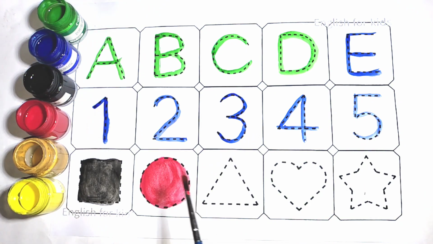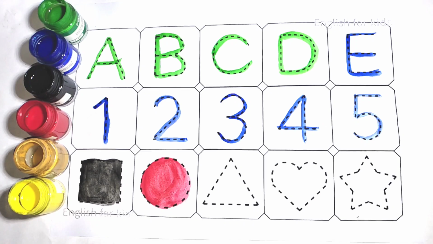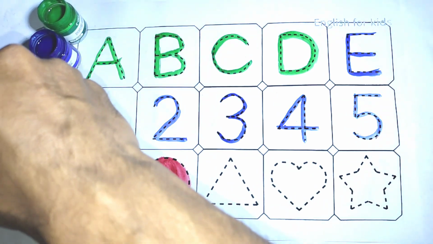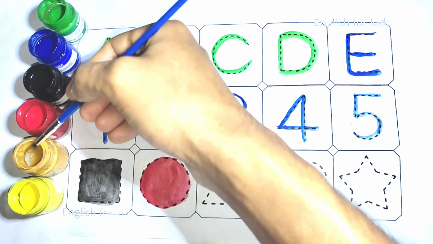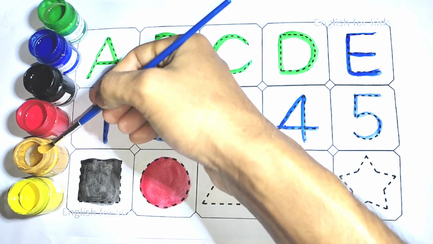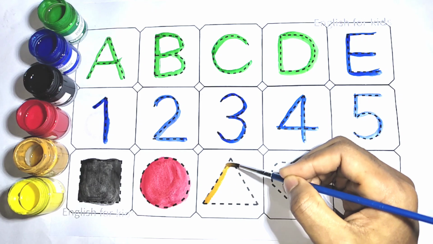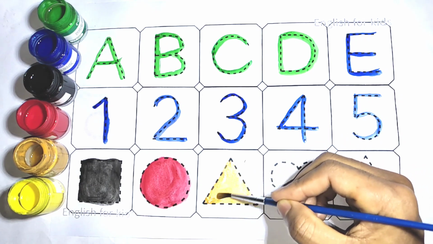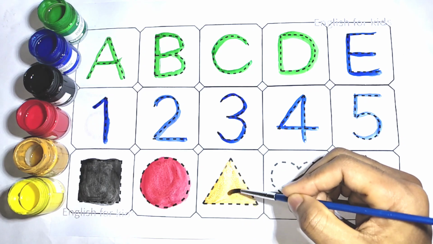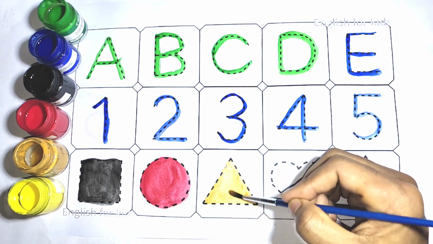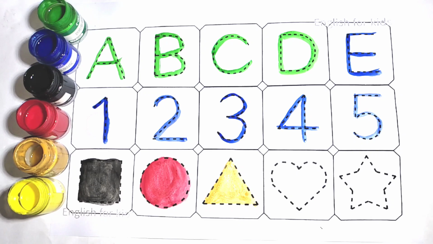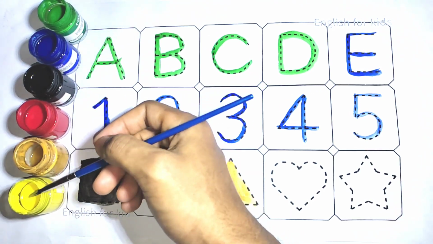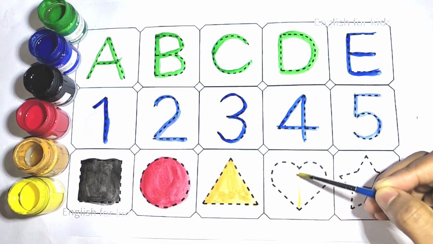The next one is triangle. Now we use yellow ochre color. The shape of triangle. Now we use yellow color. The shape of heart.